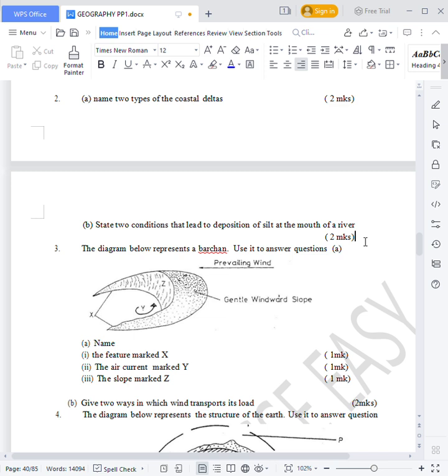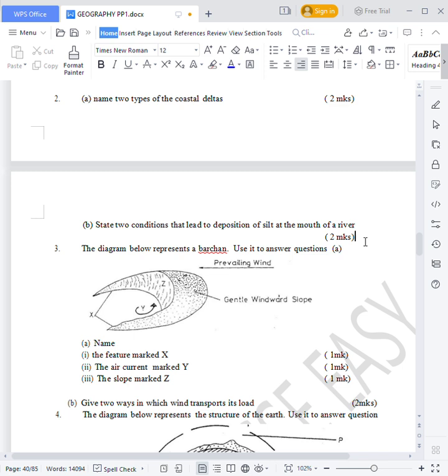Another one, we have overloading. We can also have reduction of stream gradient. Then the last one is presence of barriers.